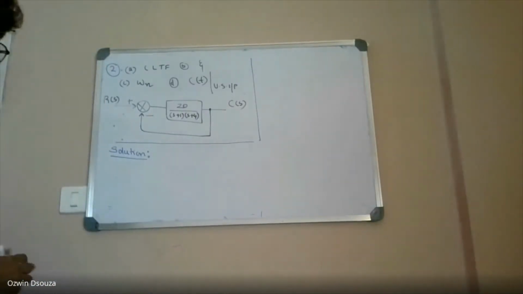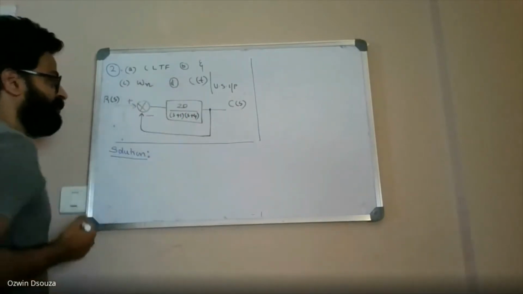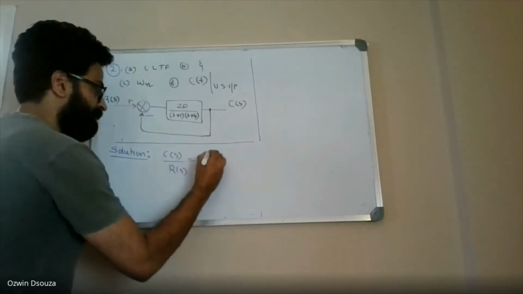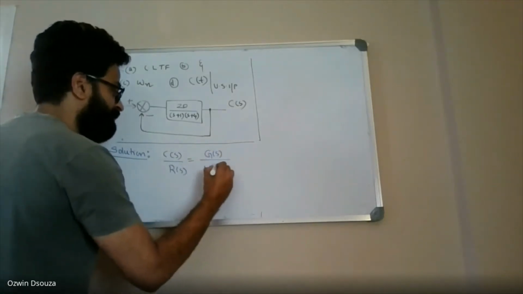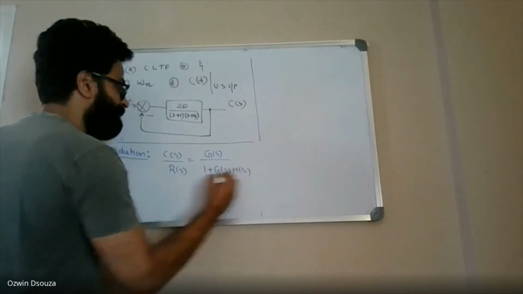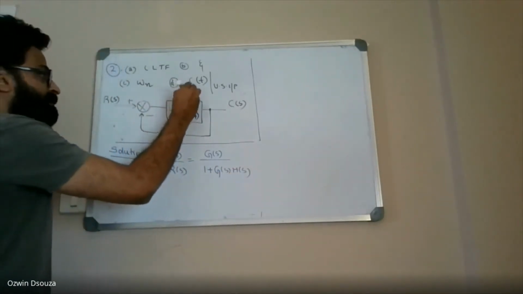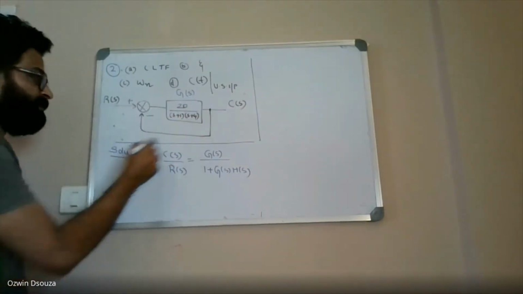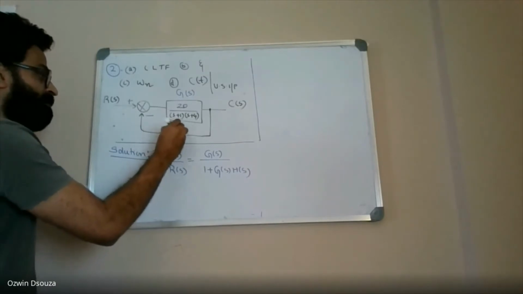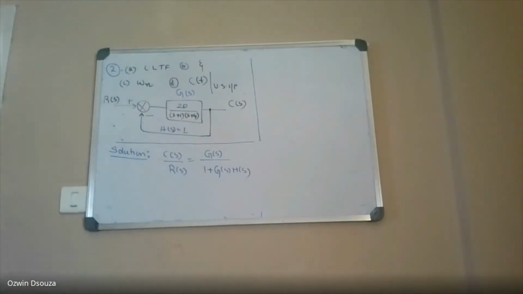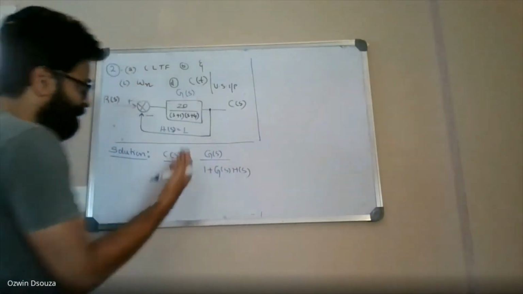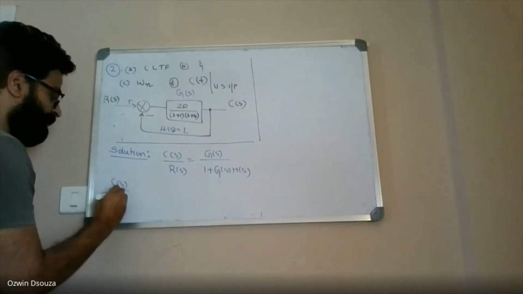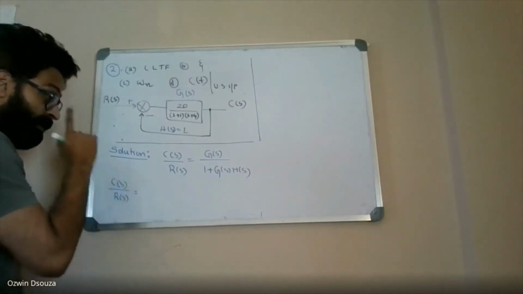Let's try solving this. So first step is to find the closed loop response, right? So we need to find C of s by R of s. That is G of s divided by 1 plus G of s into H of s. So identify G of s and H of s in your given block diagram. This is my G of s, the forward path transfer function, and this is my H of s, which is unity. So substitute G of s and H of s in the standard form and try to find C of s by R of s.